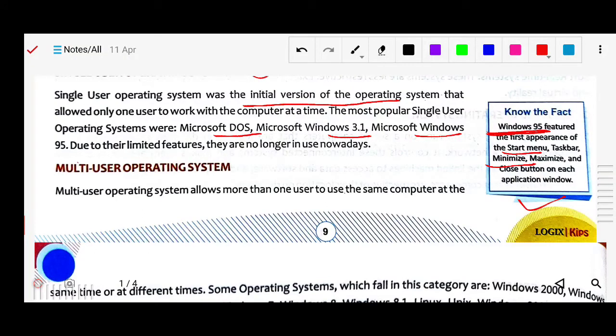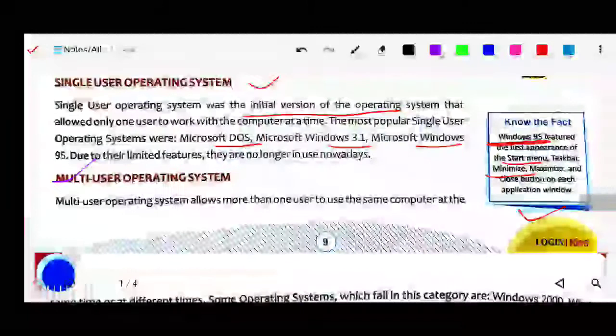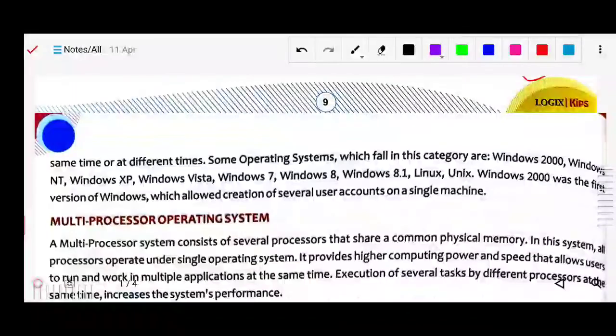Now the next type of operating system is the multi-user operating system. Multi-user means just the opposite of single user, where only one user can work. A multi-user operating system allows more than one user to use the same computer at the same time or at different times. Here are some examples of multi-user: Windows 2000, Windows NT, Windows XP, Windows Vista, Windows 7, Windows 8, Windows 8.1, Linux, Unix.